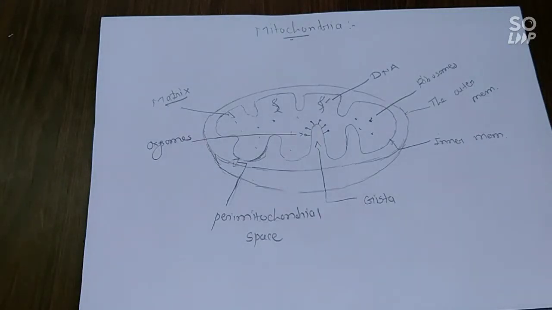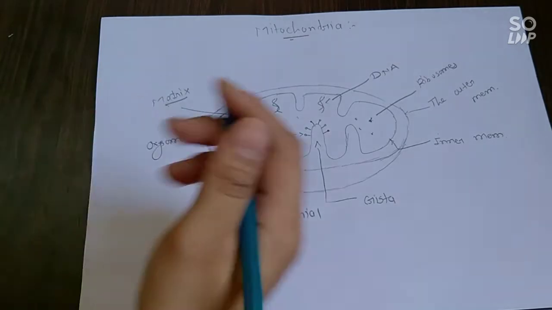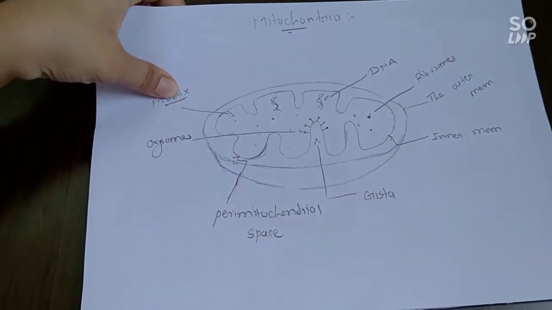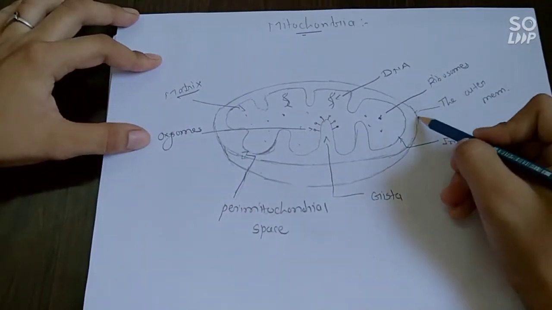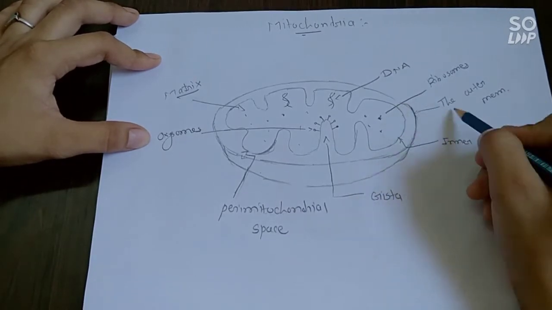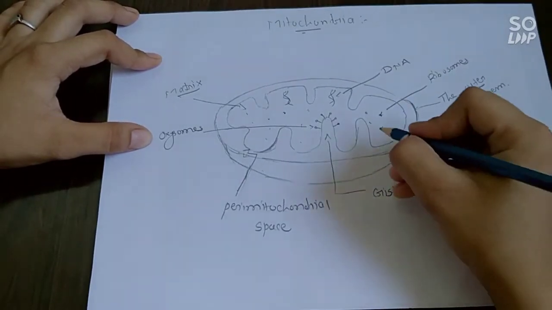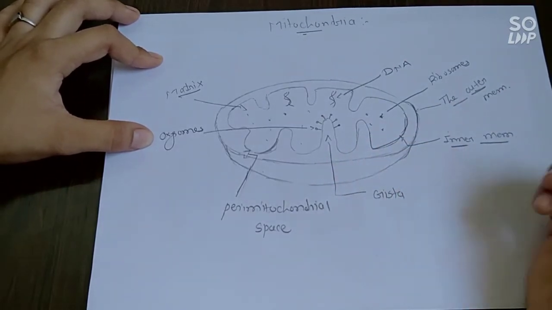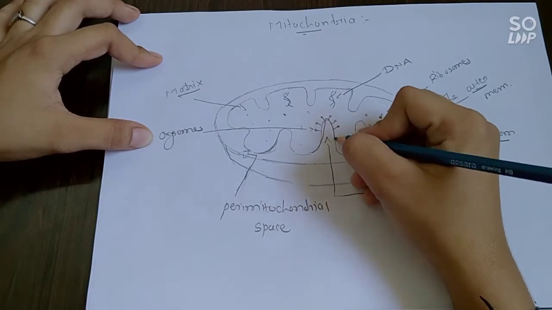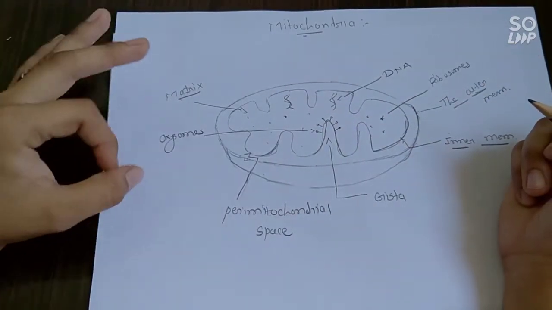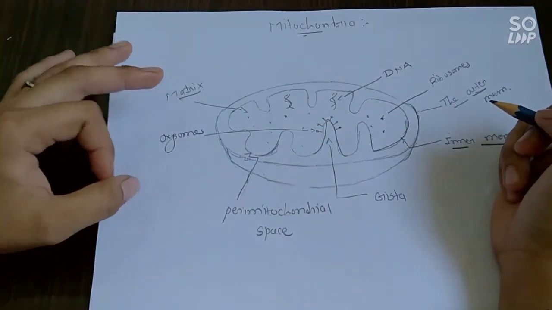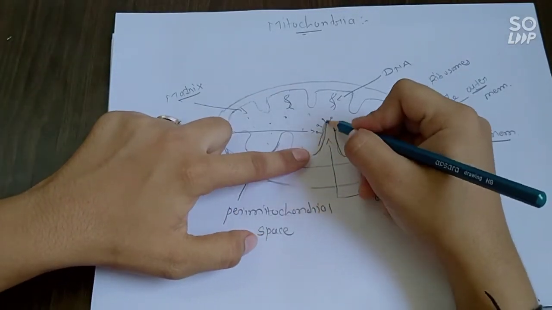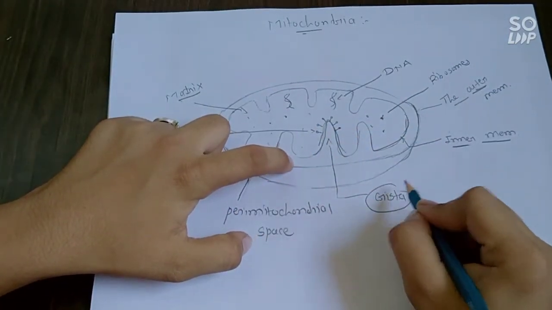Today we will discuss the mitochondria. First of all, you can see the figure of the mitochondria. The outer membrane of the mitochondria, inner membrane of the mitochondria. This is the Crista. The inner membrane has a folded, wrinkle-shaped structure called the Crista, right?